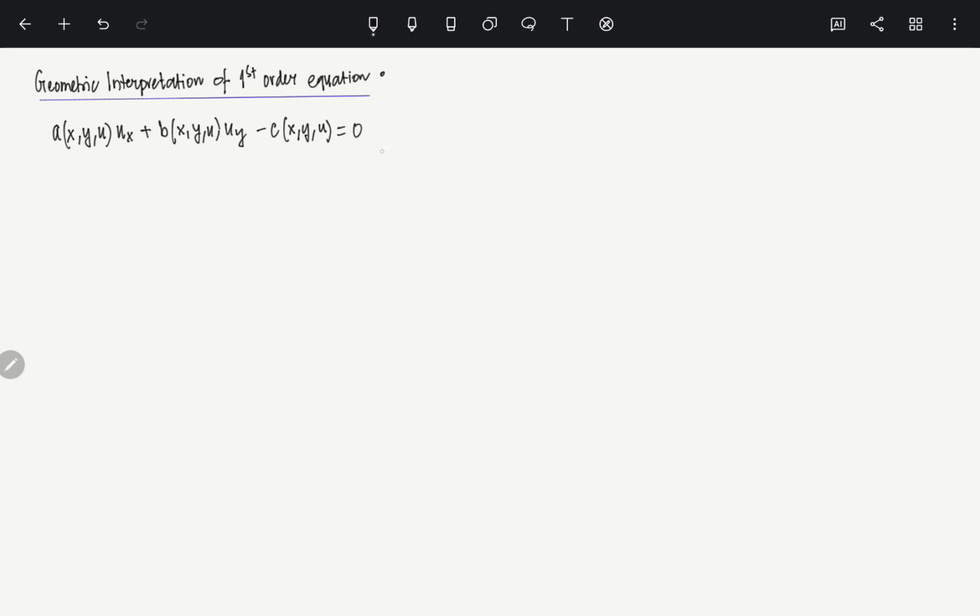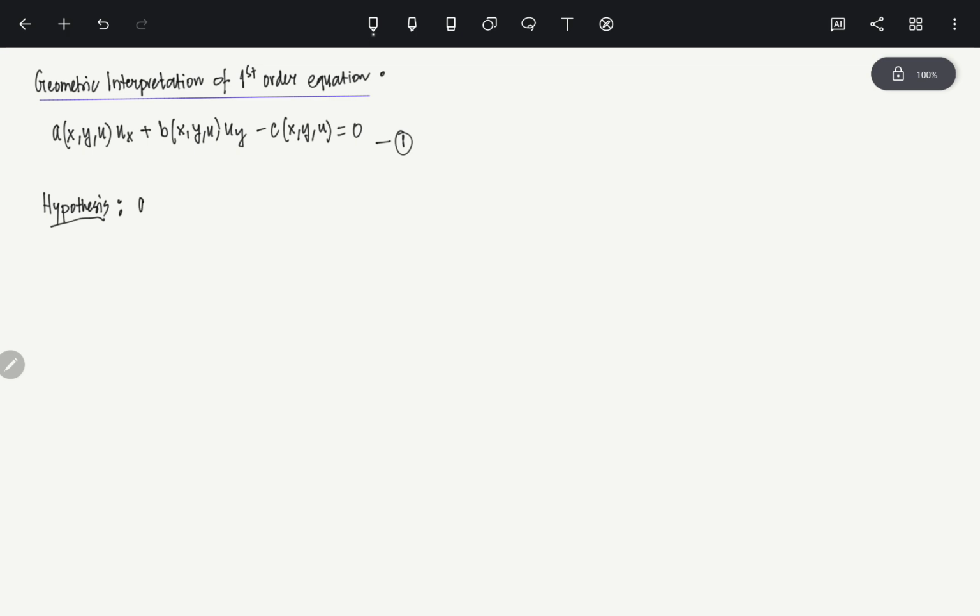Okay, now this is the problem, right? Now let me first recall what we want. Let's say we have some hypothesis. So what is our hypothesis? We are going to assume a, b and c are functions from R3 to R. So we have to put some assumptions in here.